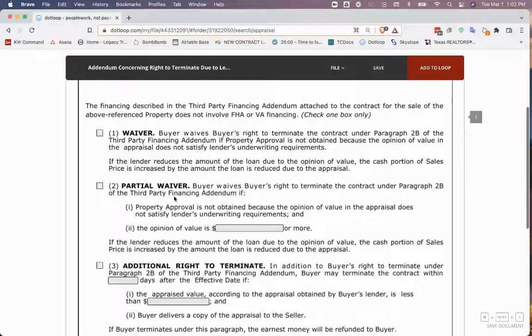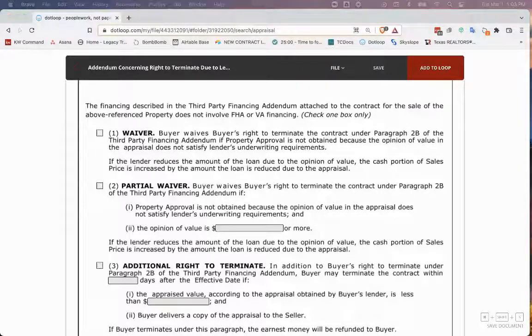And what you would do is you would check one of these 3 boxes. So you would either check waiver, which means they are doing a full waiver. So no matter what price that home appraises for, the buyer is prepared to purchase the home anyway and bring any additional money that would be required to make up that difference.